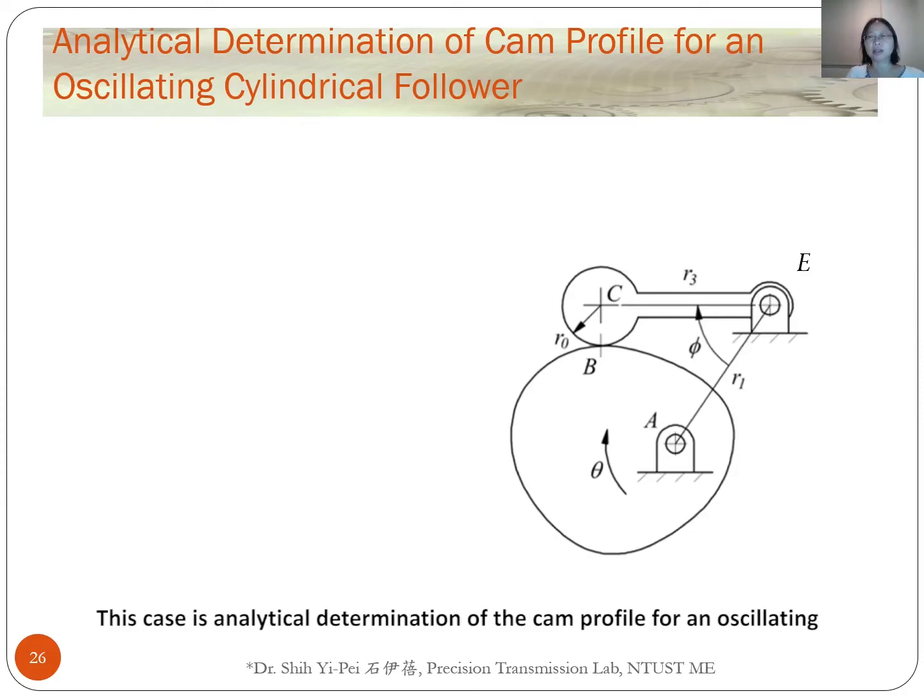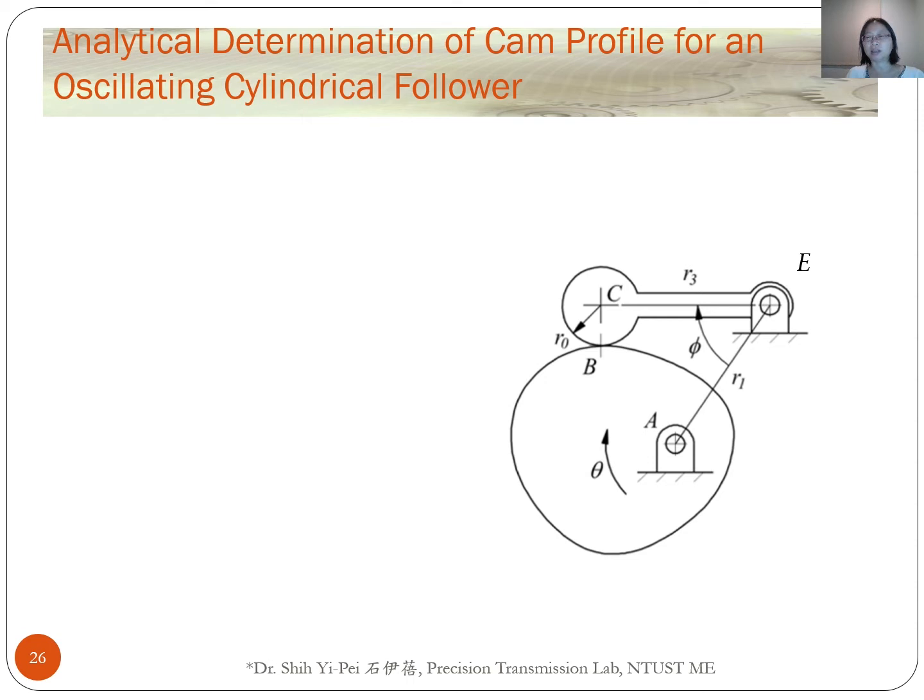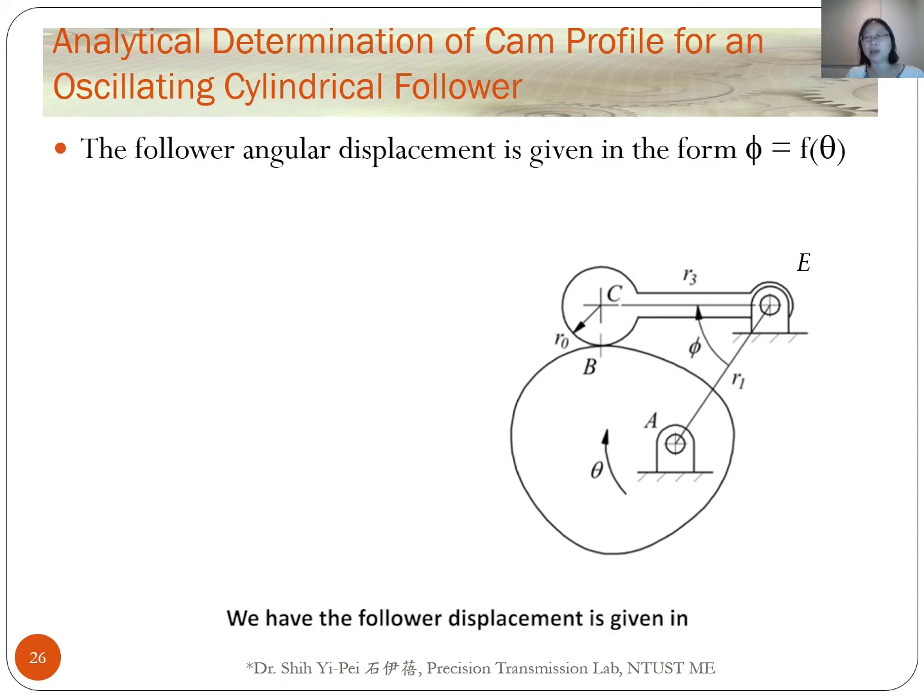This case is the analytical determination of the cam profile for an oscillating cylindrical follower. As in this case, the position for the cam profile can be derived with the use of instance centers. The follower displacement is given in the formula phi equal to f of theta. The follower rotates about the pivot E with the angular displacement of phi.